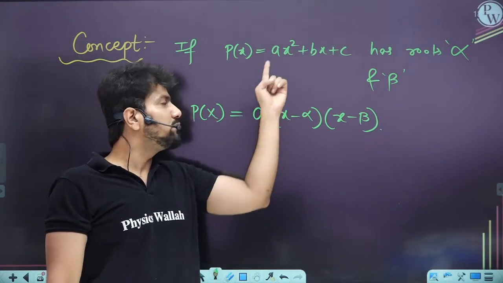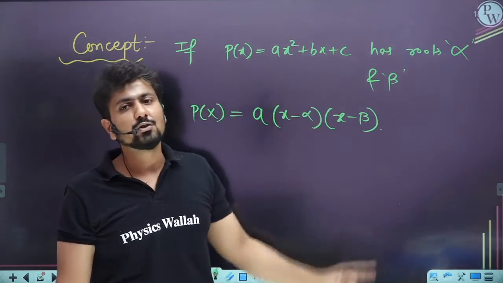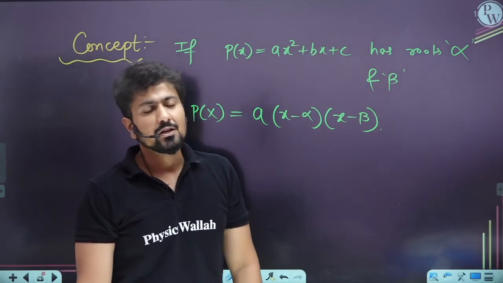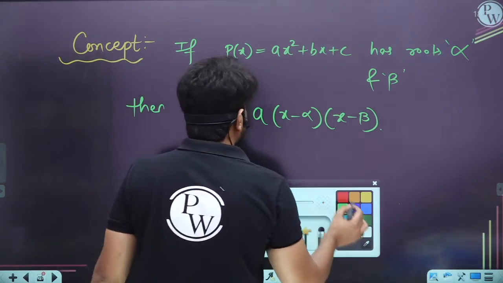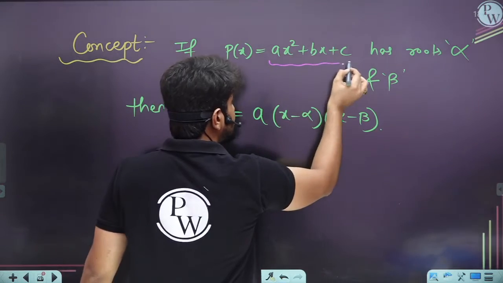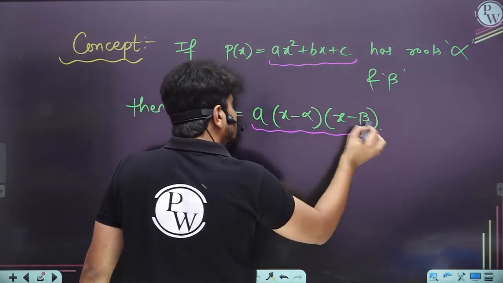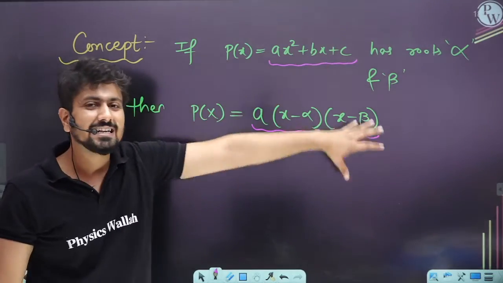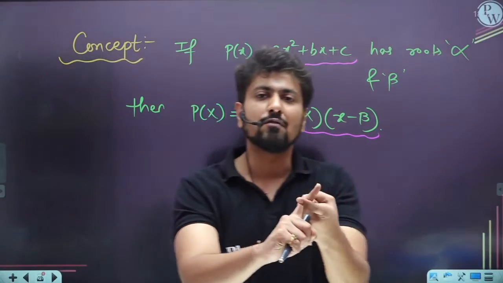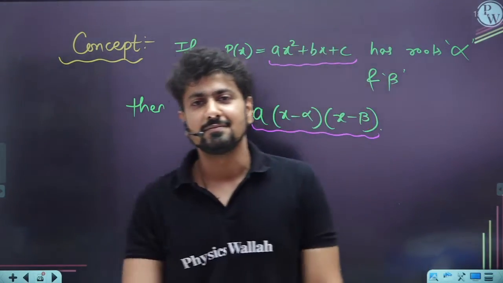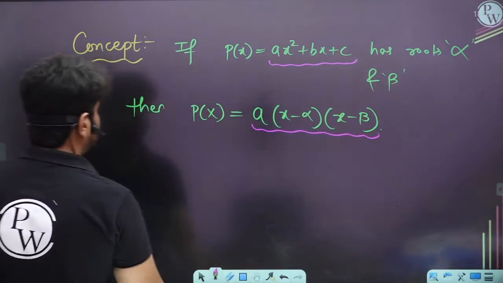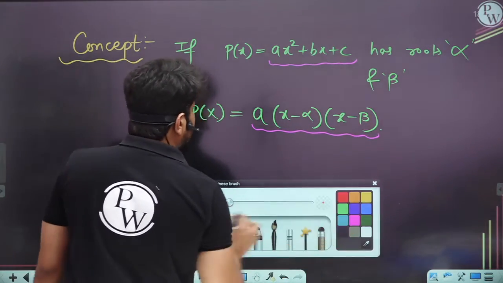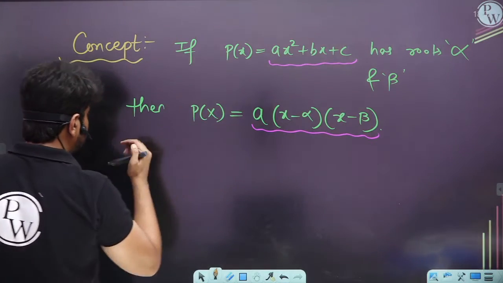But we have to match the leading coefficient as well. So now these two expressions are the same expression, and from here we can derive the formula of sum of roots and product of roots.